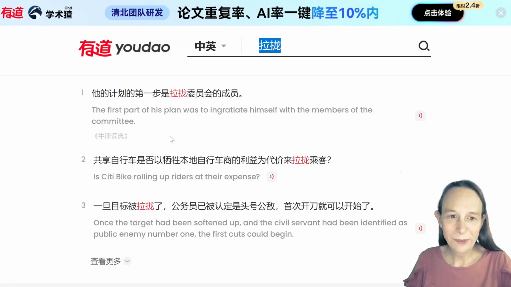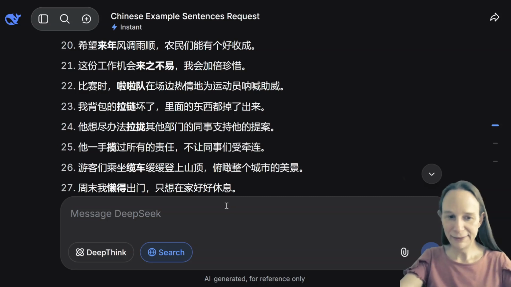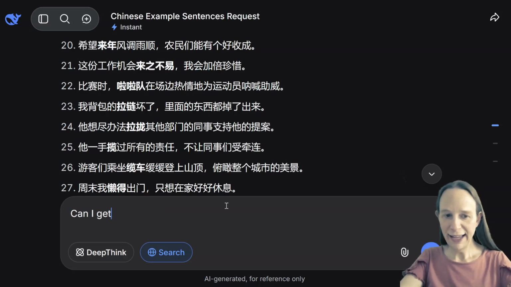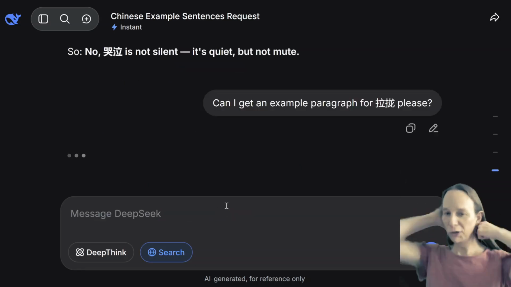So this is a negative word. I need more examples. You know what? Let's go for an example paragraph. Can I get an example paragraph for this? It needs a whole story.